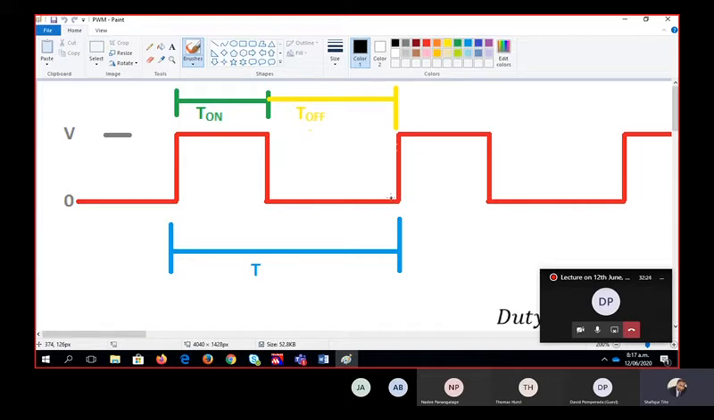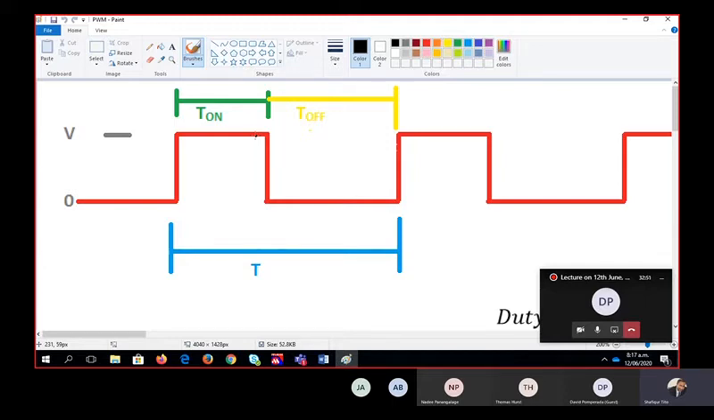So what does it mean? Pulse width modulation means I am changing the turning on time. So this on time I want to vary. Modulation means changing the property. So the width of this on time I want to vary. That's why it is called pulse width modulation. I am changing the width of the pulse.